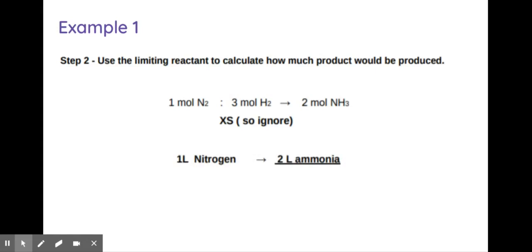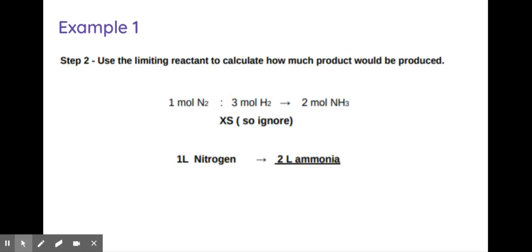Hopefully you will see why it's very important to calculate which reactant is in excess, because had we used the 3 to 2 mole ratio for hydrogen and ammonia, then we would have got the answer wrong. It wouldn't have been 2 litres that came out. So it's very important, first of all, to determine which of your reactants are in excess and then use the other reactant, in other words, the limiting reactant, to calculate how much product is going to be produced.